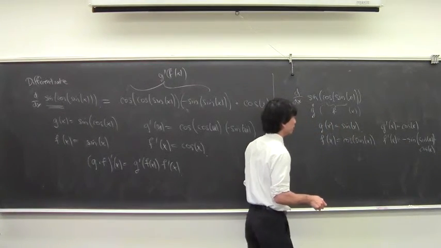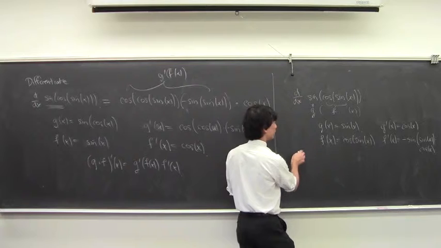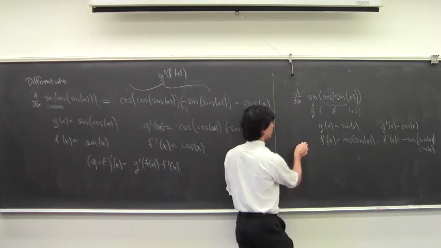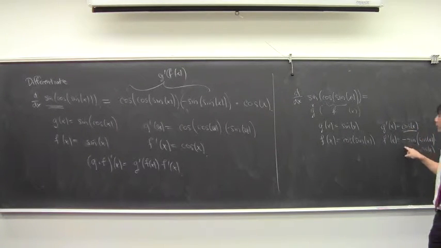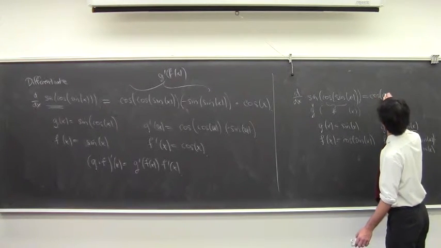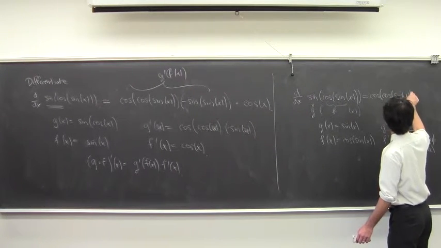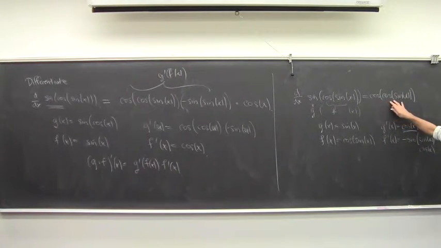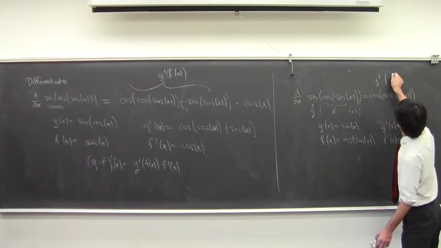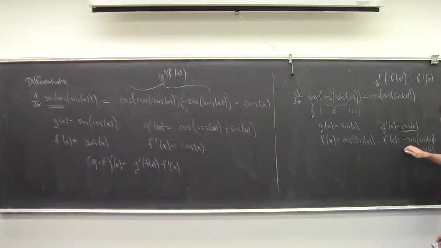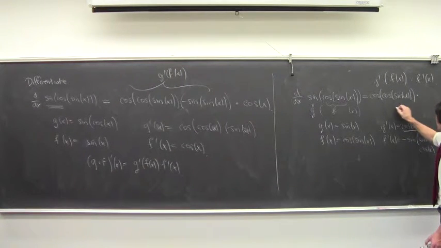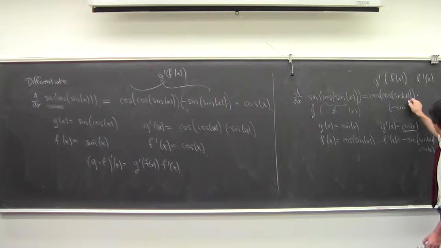Okay, so then we need to evaluate. So you get g prime evaluated at f of x. You get cosine sine of x. Right, g prime at f of x, times f prime at x. Well, f prime at x is going to be negative sine of x times cosine x.